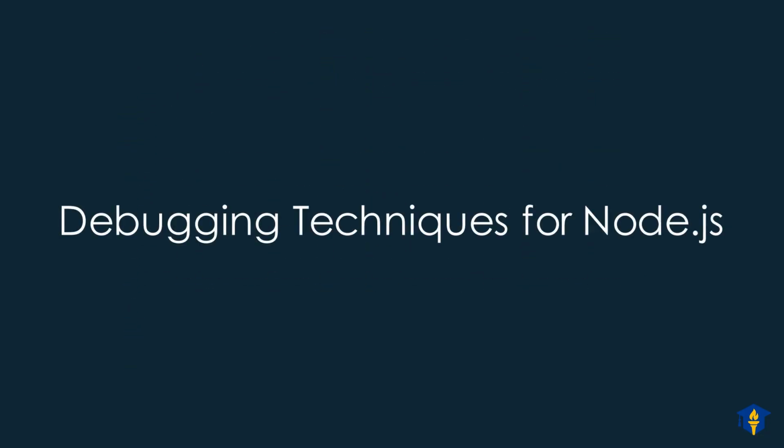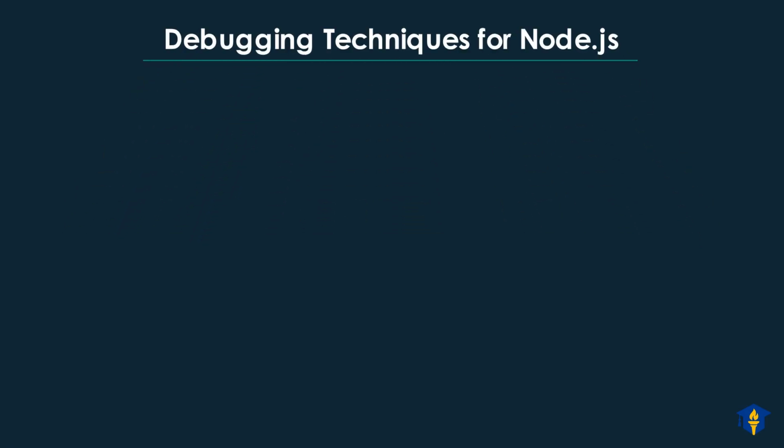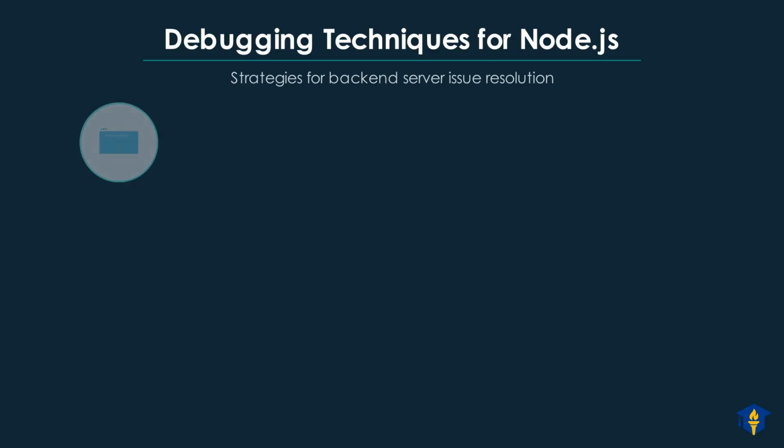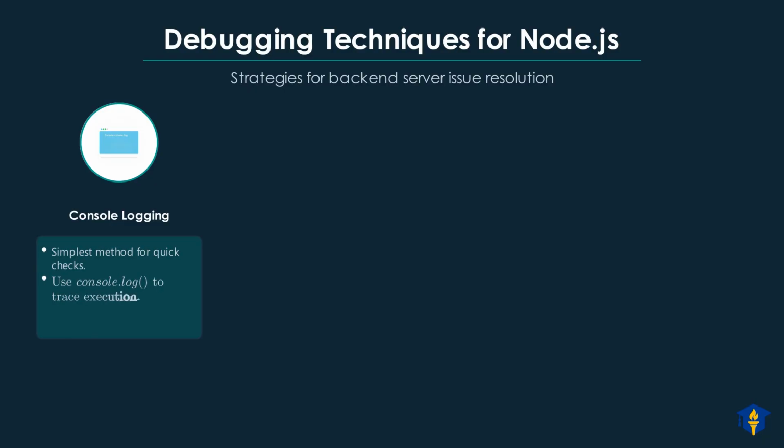Let's now discuss effective debugging techniques specifically for your Node.js backend. These strategies are vital for efficiently resolving any issues that arise in your backend server. The simplest and most common method for debugging is straightforward console logging. This is the simplest method for performing quick checks and tracing program flow. You can use console.log statements to effectively trace the execution path of your code.